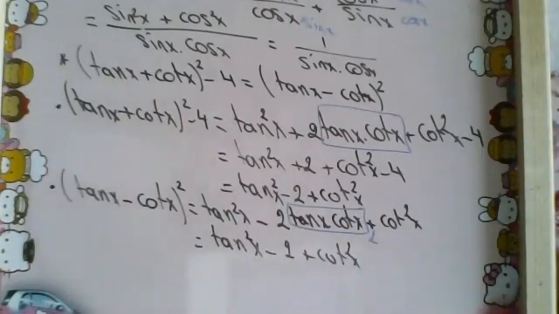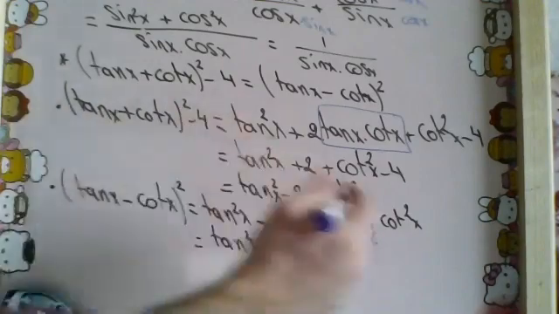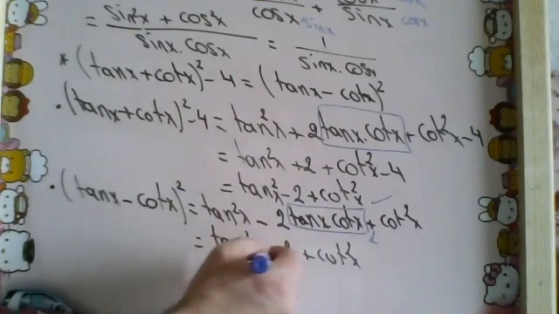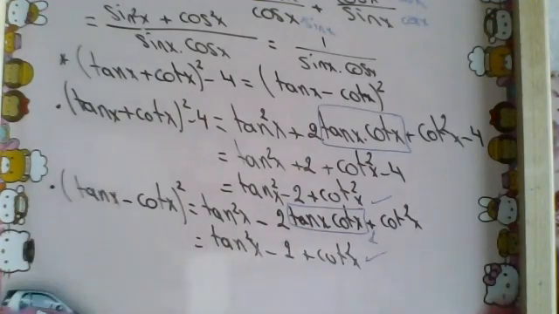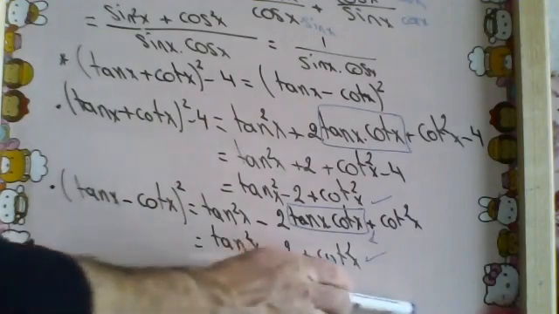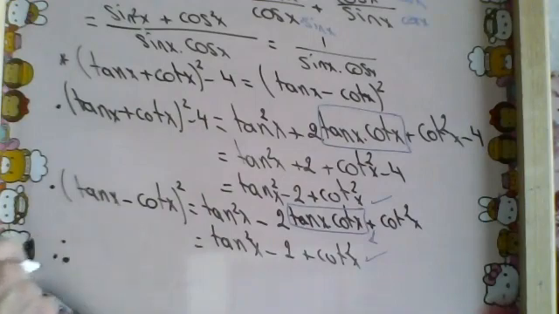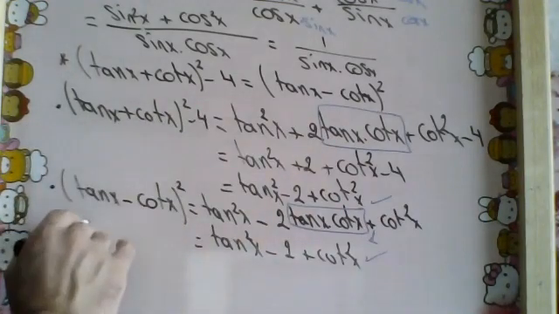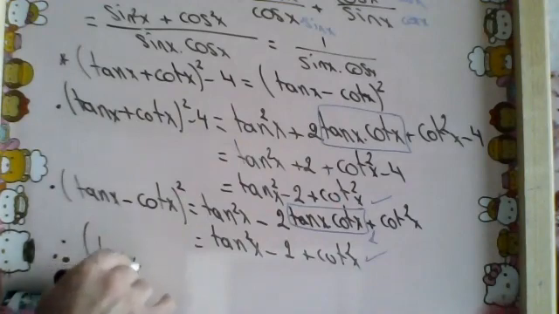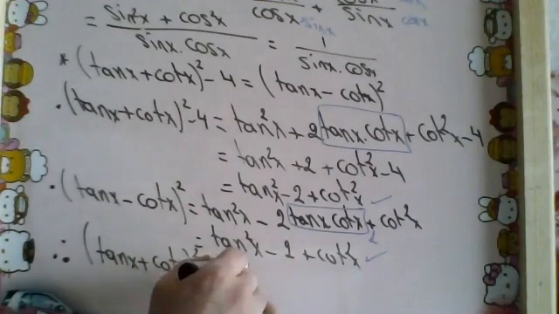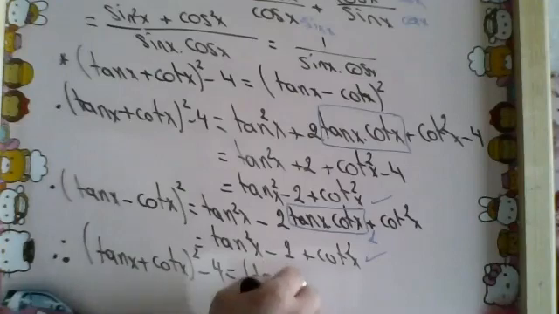Here we got the left side is equal to tangent squared x minus 2 plus cotangent squared x. The right side is equal to the same thing, tangent squared x minus 2 plus cotangent squared x. Then the left side is equal to the right side. Therefore, it is proved. Therefore, tangent x plus cotangent x squared minus 4 is equal to tangent x plus cotangent x power 2.